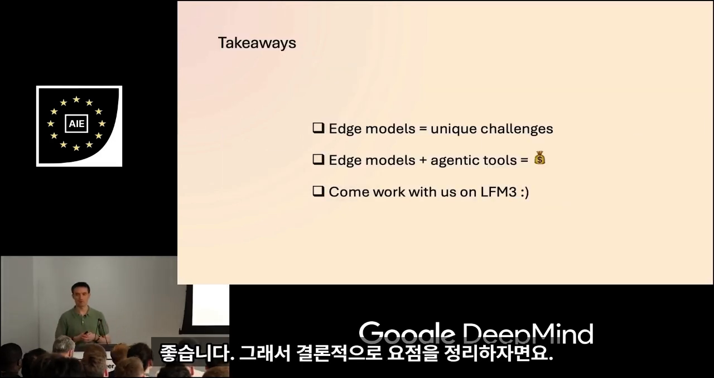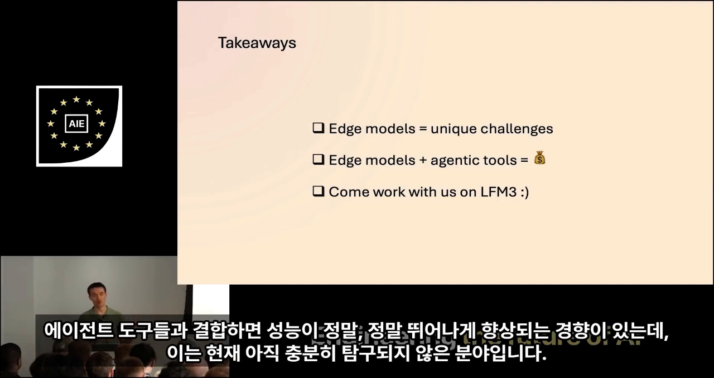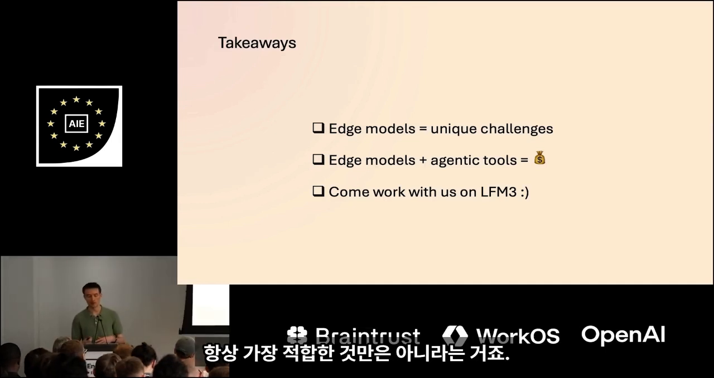All right. So in conclusion, some takeaways. I hope I convinced you that edge models have unique challenges and they are actually interesting from a scientific point of view and also a production point of view. If you combine them with agentic tools, they tend to perform really well. And this is something that is currently underexplored. We talk about agentic workloads with really big models, but it's not necessarily the best use case. It's not necessarily the best fit all the time.